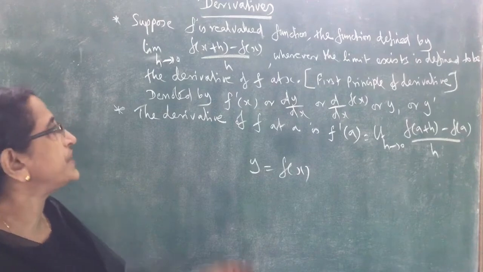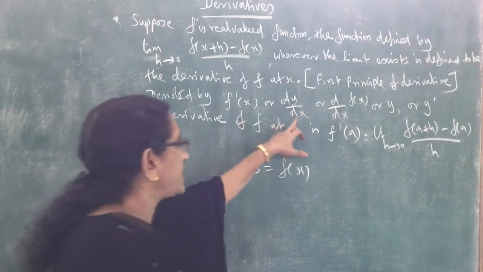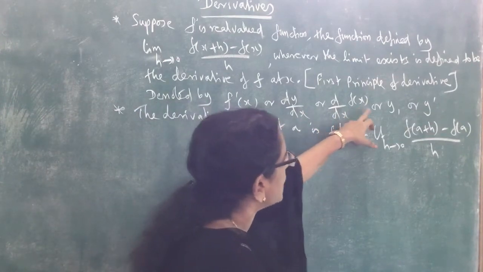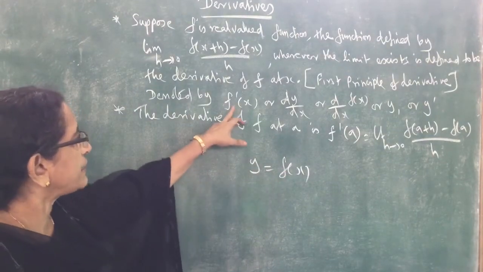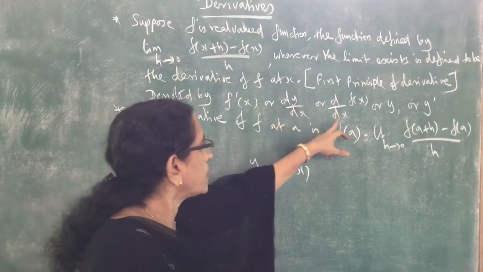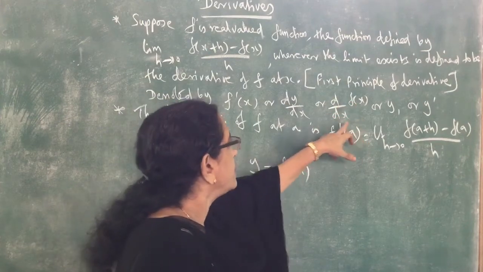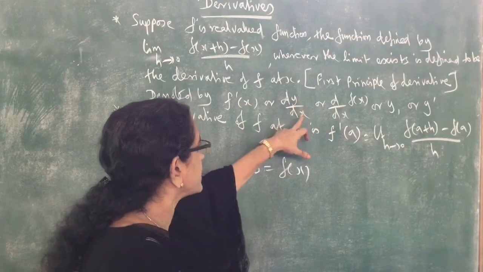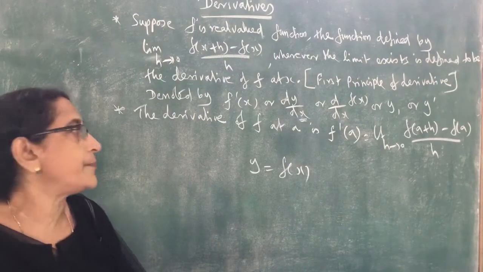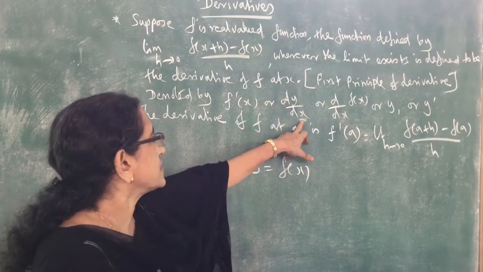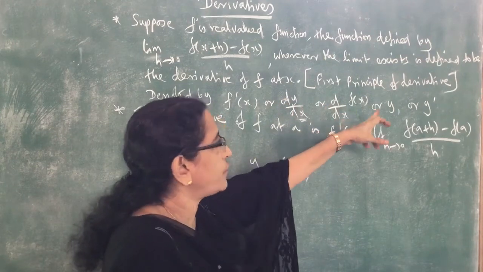The derivative of f of x is denoted by f dash x, or dy by dx, or d by dx of f of x, or y1 or y dash. We can say the derivative of the function f of x with respect to x, or the derivative of y with respect to x. Here the variable denotes the derivative with respect to which variable. So the derivative of y with respect to x is denoted by dy by dx, or f dash x, or d by dx of f of x, or y1 or y dash.